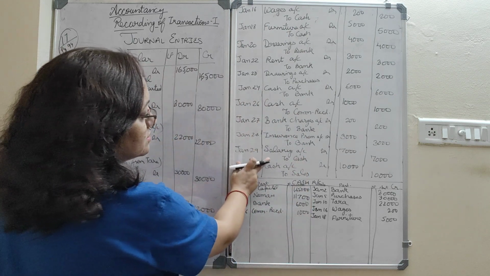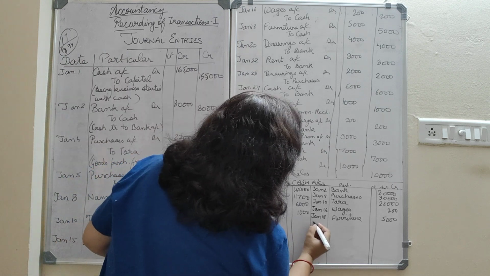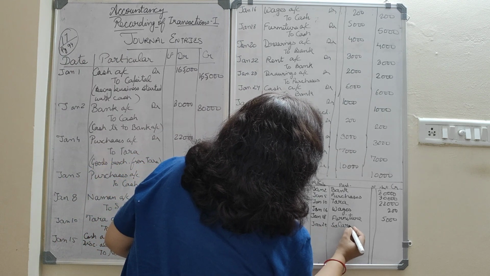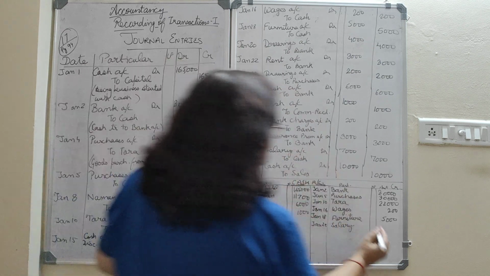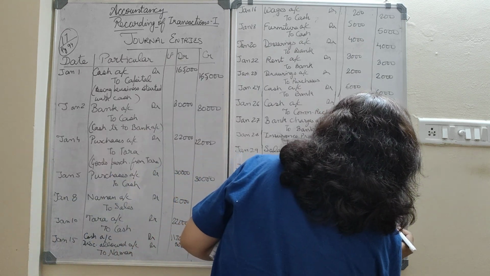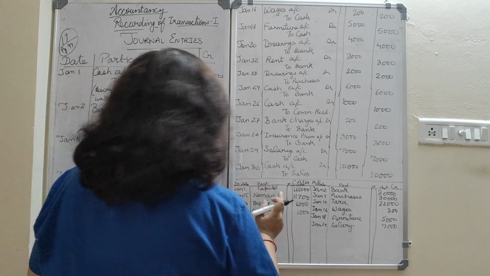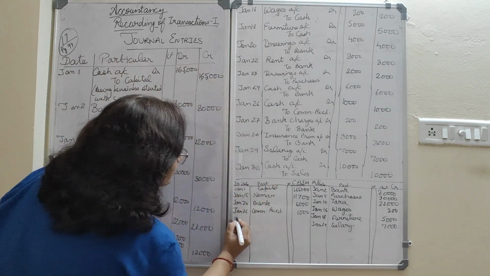Now after this cash is over here. Salary. January 29. Salary. It is 7,000. Okay. Now again it is sales. So January 30.